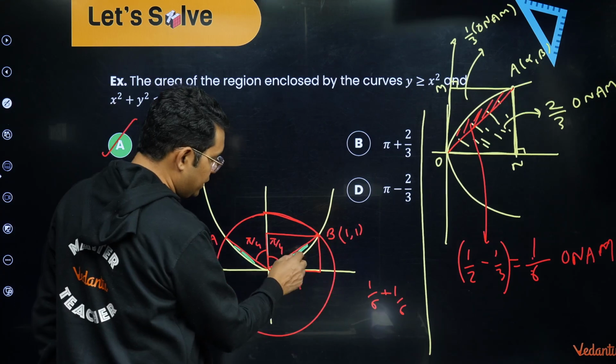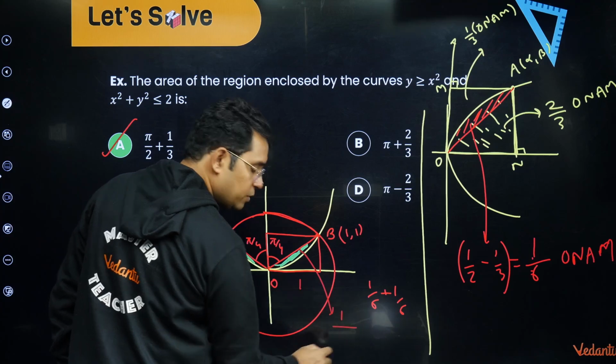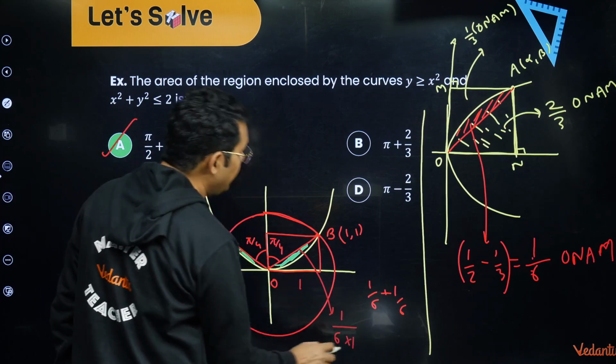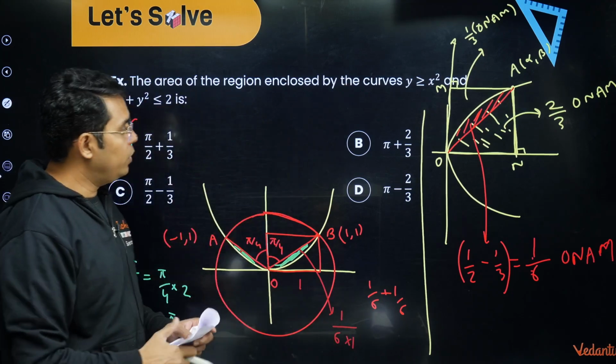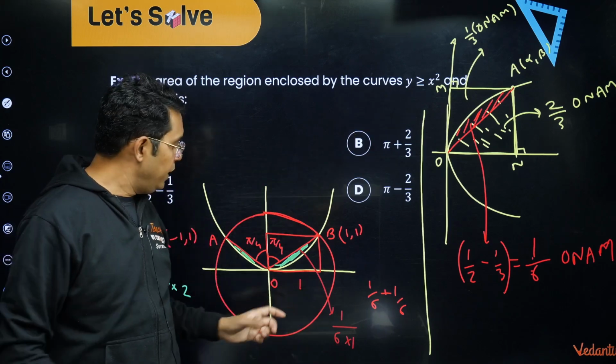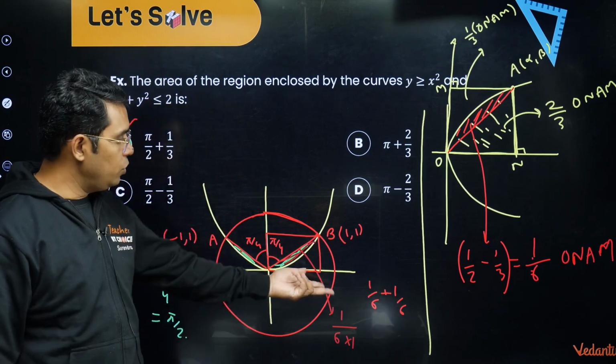So the area of this thing will be 1 upon, what I said, d cube upon 6l. So this is 1 upon 6 into l, and l here is 1 because this equation is x square is equal to y. So 1 upon 6 into 1 is giving you this area here. Okay, and the other will be the same. So you got the answer.